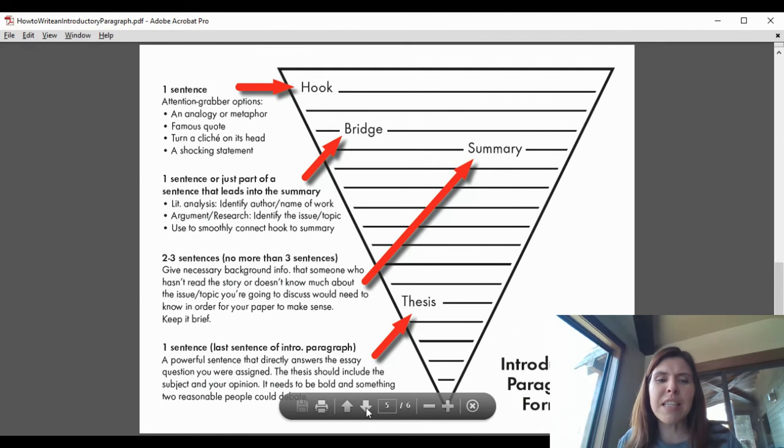Finally, the last sentence in your introductory paragraph is just going to be your thesis statement, okay? And it's a powerful sentence that directly answers the essay question that you were assigned. So it's going to include your claim. So for example, should schools move to a 4-day school week? You're going to answer yes or no to that. And that's a debatable thing. 2 people could have a debate about that.